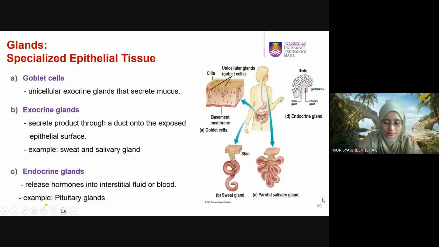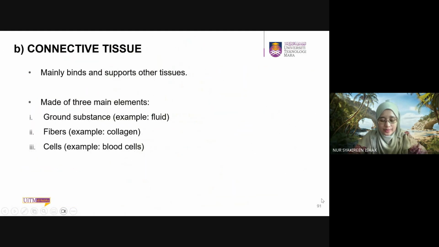So these are the different specialized epithelial tissues. Now we are going to look at connective tissues. Connective tissues mainly bind and support other tissues. They are made up of three main elements: the first one, ground substance, for example fluid; fibers, for example collagen; and also cells, for example blood cells. These are the three elements of connective tissues.